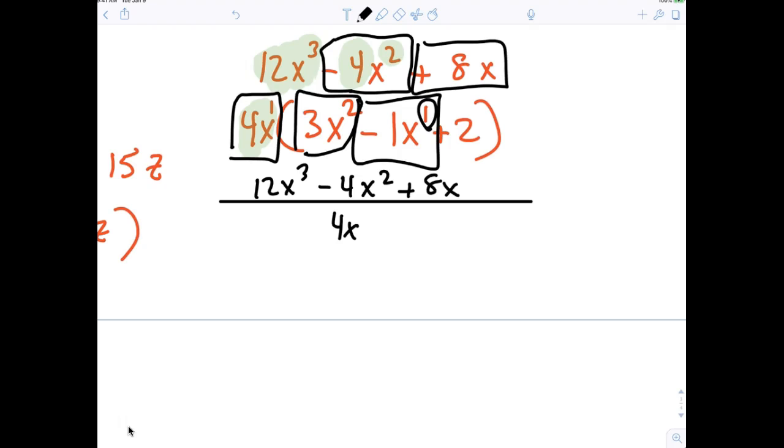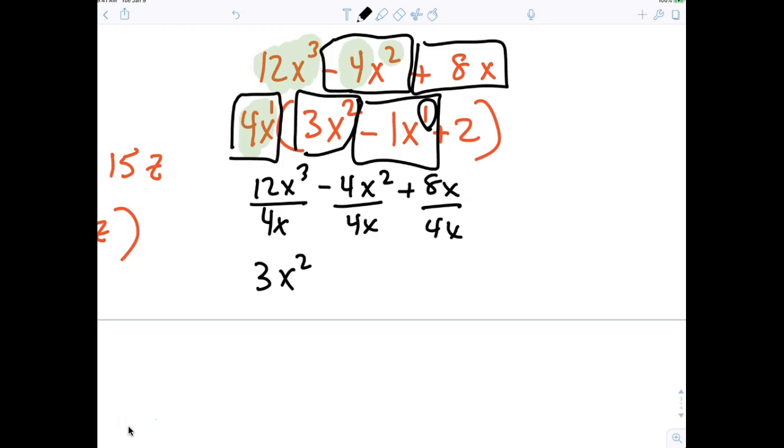You're literally just dividing it out. We've already talked about division. But instead of writing it like that, you should just be writing it as divide by 4x, divide by 4x, and divide by 4x. Everybody agree with that? Now do you see a little better, Gavin? 12 divided by 4 is what? 3. x cubed divided by x, x squared. Negative 4 divided by 4, negative 1. x squared divided by x, x. 8 divided by 4, 2. So that's what you get. That's the other factor. The first factor would be what? 4x. Everybody good on that now?